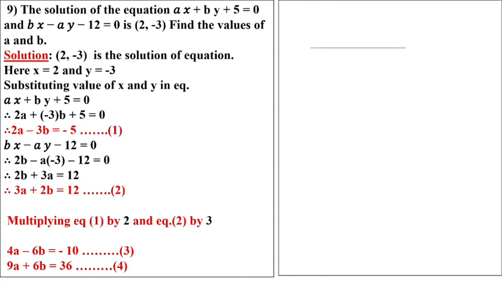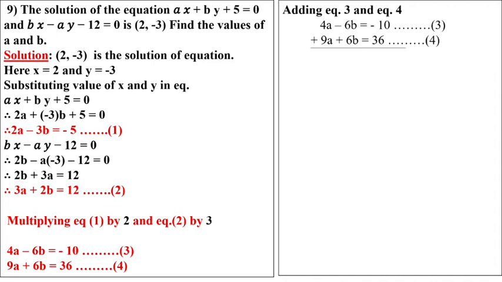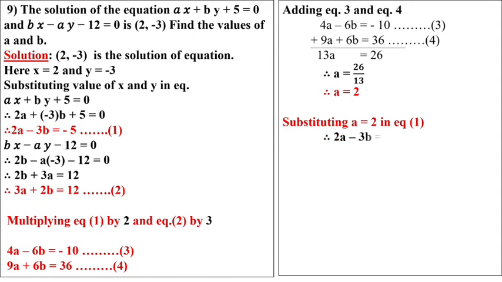Adding equations 3 and 4, we get 9 plus 4 is 13a, and the 6b terms cancel, since minus and plus are given. 36 minus 10 gives 26. Now children, therefore a = 26 divided by 13. Here we get the value of a as 2. We will substitute a = 2 in equation number 1.